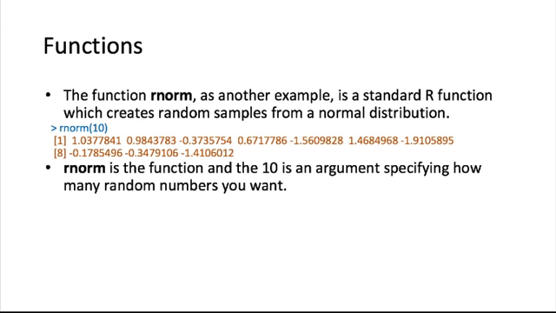Other important functions that might be useful to you: say you wanted to generate a list of 10 random numbers, you can use the function rnorm. Rnorm is just another example of a standard function in R that you can use. You can go ahead and try it: type in rnorm and specify the argument, which tells you how many random normally distributed values to generate, and that will generate values for you.